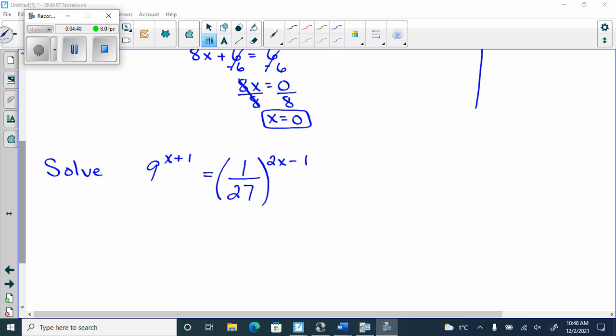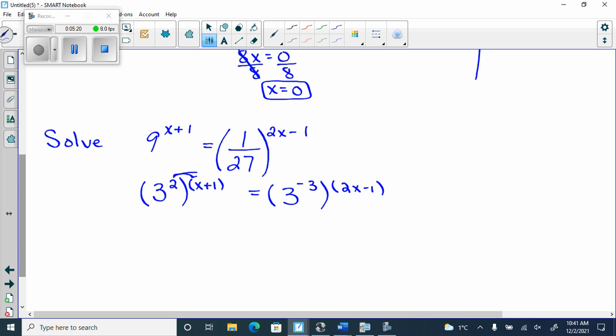So 9 is what? 3 to the 2. And then we have x plus 1. 27 is 3 to the 3, right? 27 is 3 to the 3. But this is 1 over 27, so it's 3 to the negative 3. 2x minus 1. And we distribute through. And we get 3 to the 2x plus 2 equals 3 to the negative 6x plus 3. And then once we have the same base, we can set the exponents equal.